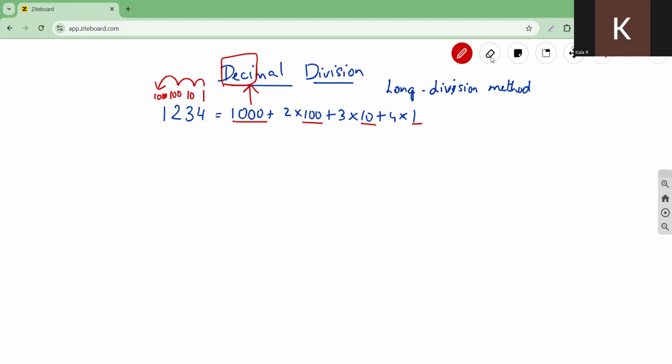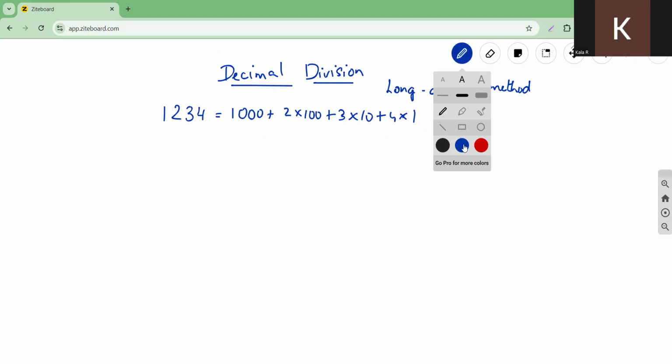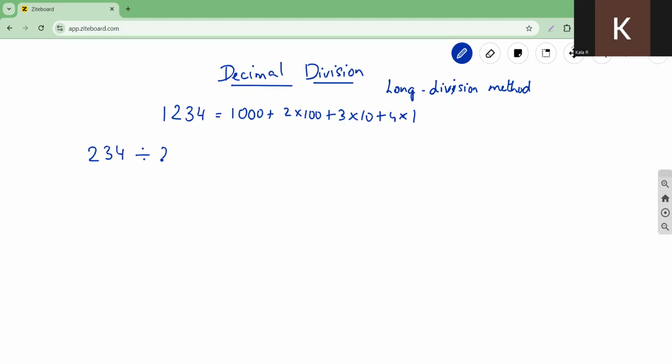So the entire number system that we generally learn in our lower grades is the decimal system. So decimal division is not something separate or new. It's the same division that you have been learning. So let's have a quick recap of the long division method that we used to do. Let's say 234 divided by 2.